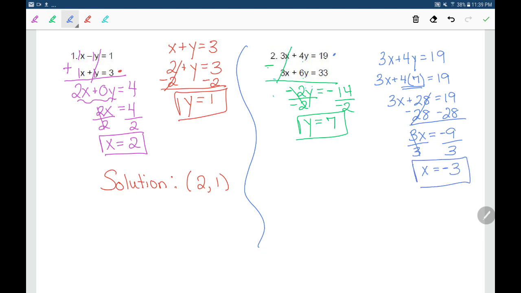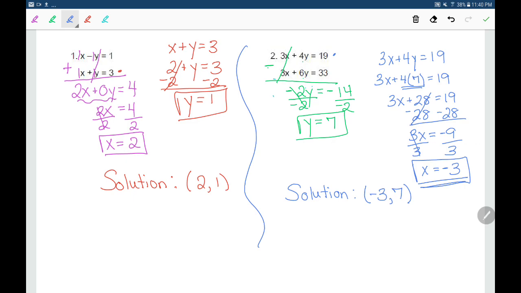So now I have my pair of variables. I have an x, I have a y, and I can write my solution as an ordered pair. No matter which order you solved your variables in, if you found x first or you found y first, it doesn't matter. When you're writing your solution, the x coordinate always goes first. So it would be (-3, 7).